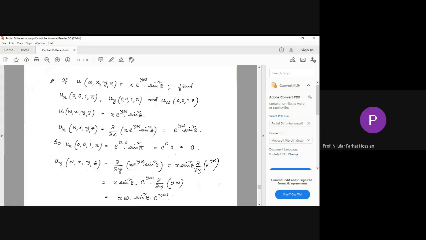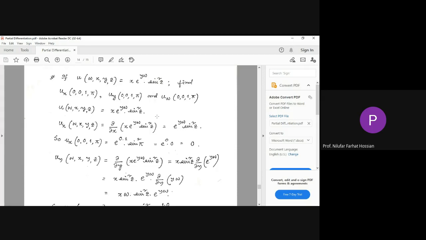Your question is find ux at this point, uy at this point. The point is the same: (0, 1, 0, pi). Your question is find these 3 derivatives. Del u by del x, where w, y, and z should be treated as constants. When you find del u by del y, w, x, and z are constant. When you find uw, then x, y, and z are constant. So all these derivatives should be evaluated at this point (0, 1, 0, pi).